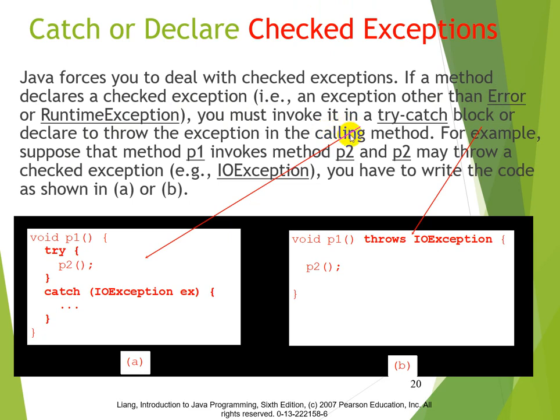So again, you need to handle this situation as well. Regardless of whether they are checked or unchecked, you will have to deal with them in the try catch block. The rest of the procedure is the same. For example, there is an IO exception, or there can be a few other situations. You need to handle them like this.